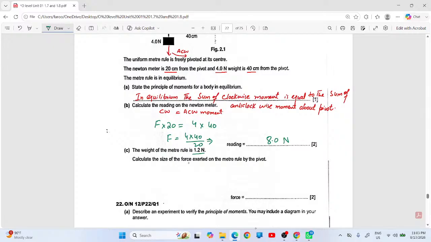Calculate the size of the force exerted on the meter rule by the pivot. Size of the force. What should it be?